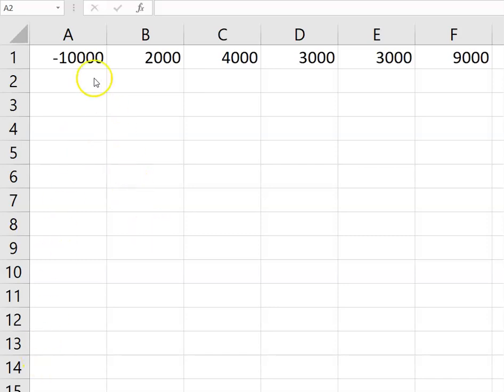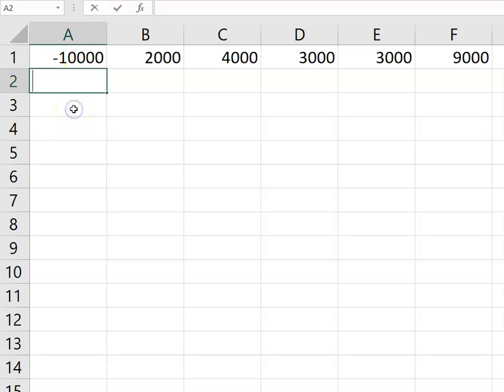So in the slides, you'll recall $10,000 was paid out the first period. And then I had coming in 2,000, then 4,000, 3,000, 3,000, and then 9,000 in subsequent periods. I'm going to stick with the convention of using a negative number for money that flows out.